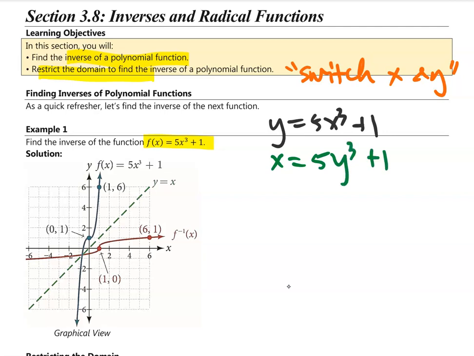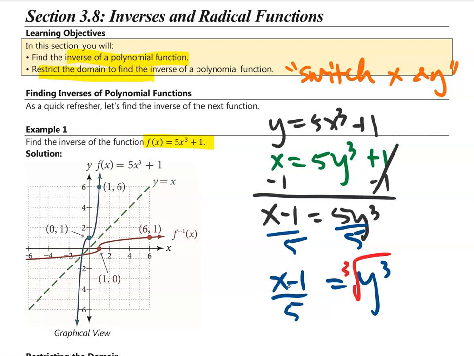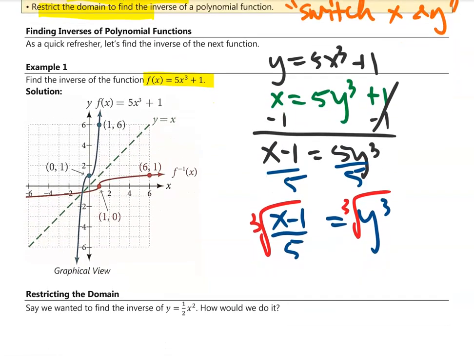And then after you switch x and y, you isolate y. Solve for y. So subtract 1: x minus 1 is equal to 5y cubed. Then divide both sides by 5, and then the last step is to get rid of the cube, meaning cube root both sides. So the inverse of y is cube root of (x minus 1) over 5.